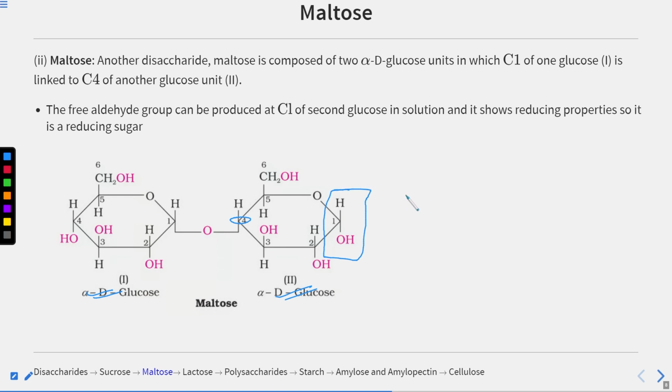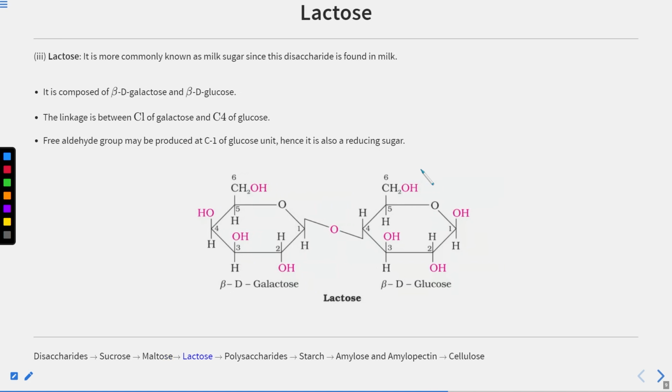Clear? Now let us talk about the next example, that is lactose. What is lactose? If you have seen or tasted milk, then you must have noticed that there is a kind of sweetness in its taste. Even though we have not dissolved any sugar, it has a natural sweetness. The reason behind that sweetness is the presence of lactose. So lactose is present in our milk, and it is a disaccharide formed of 2 units, that is beta D galactose and beta D glucose.